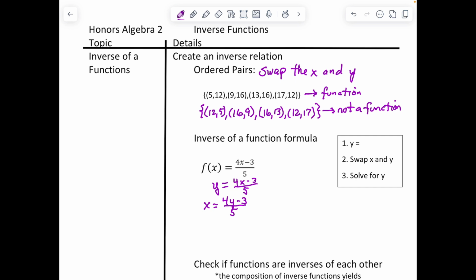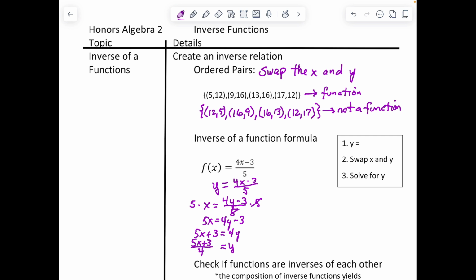Now you want to go ahead and solve for y. You want to get y by itself in this new formula. So the first step is to undo the divided by 5 by multiplying both sides by 5. And by doing that, that will cancel out the denominator. So we get 5x equals 4y minus 3. Now we add 3 to both sides. So you're going to have 5x plus 3 equals 4y. And then we divide both sides by 4. And we get y equal to 5x plus 3 all over 4.